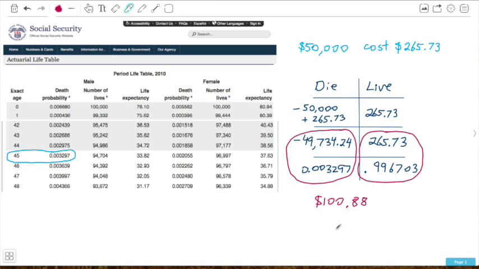All right, so what happened? Well, when this insurance company sells their policy for $265, they are pretty much guaranteeing themselves, if the probability of dying is correct, $100 profit every policy. So basically, this company is ripping off its customers. Oh well, that's how insurance companies work.